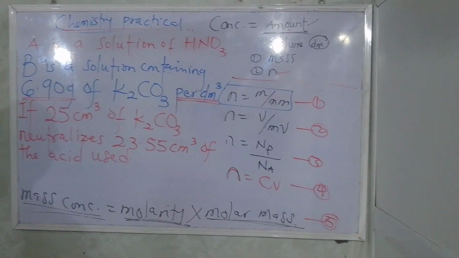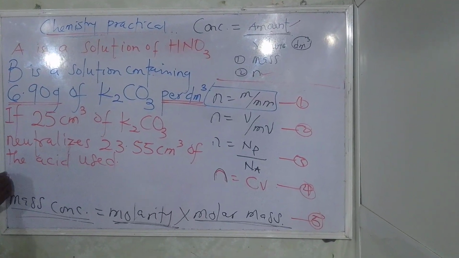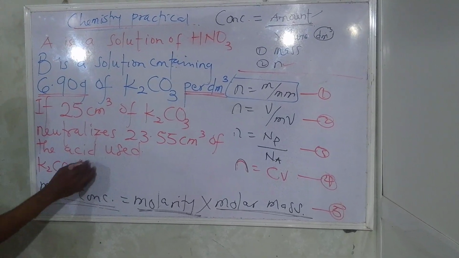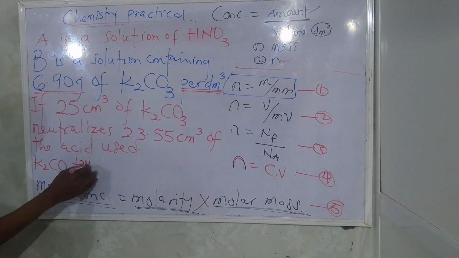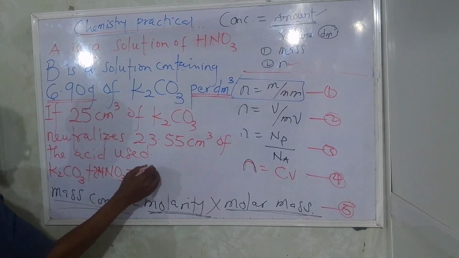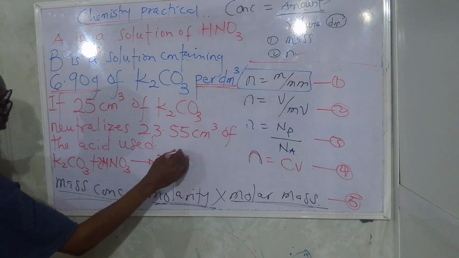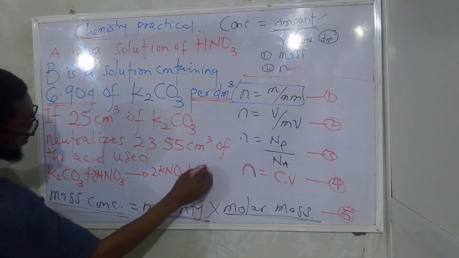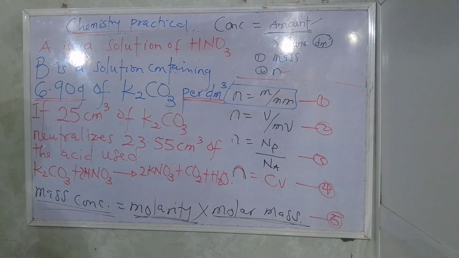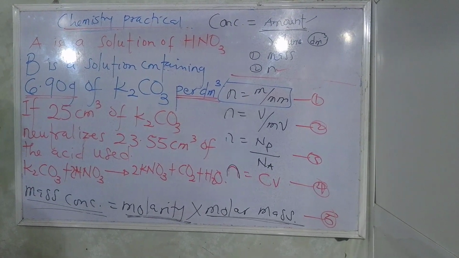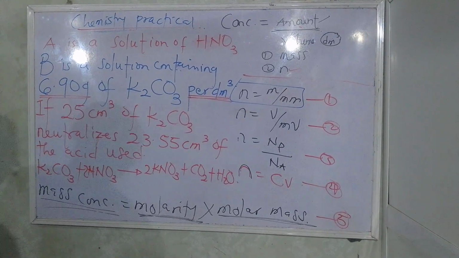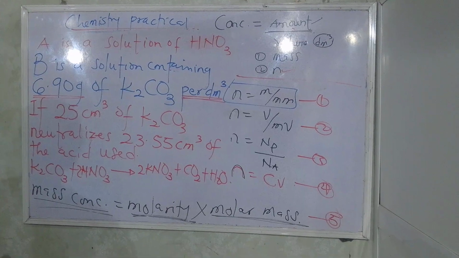The equation of the reaction is K2CO3 plus 2HNO3 to give 2KNO3 plus CO2 plus H2O. So this is the equation of the reaction given here. Now, calculate from the information the concentration of solution B in mole per dm cube.